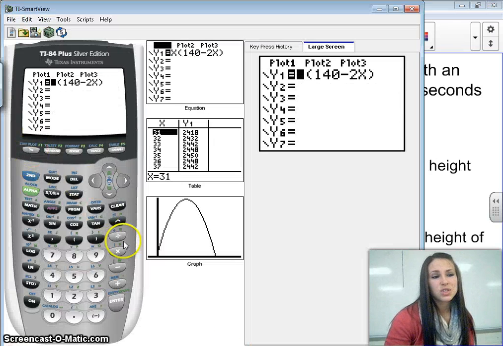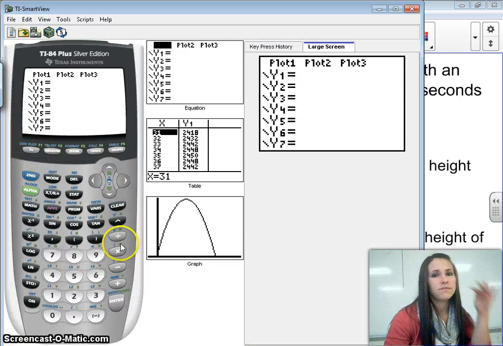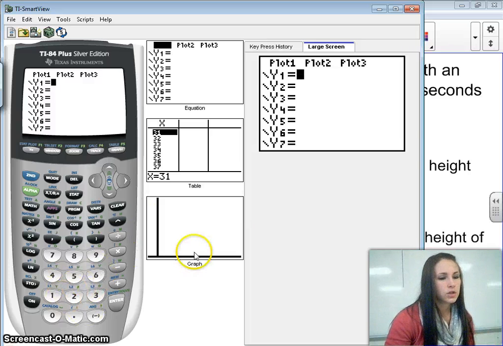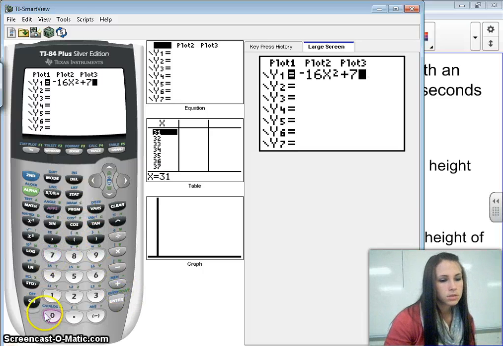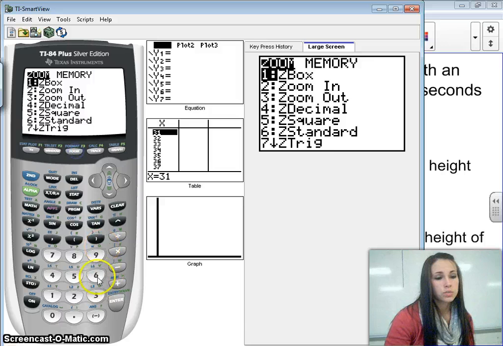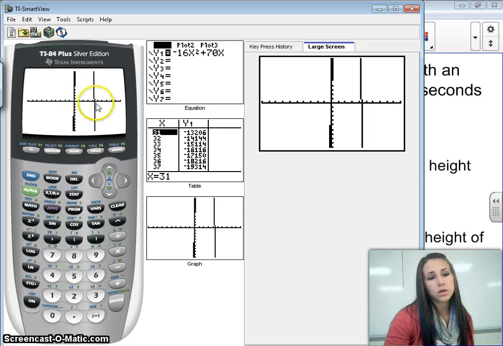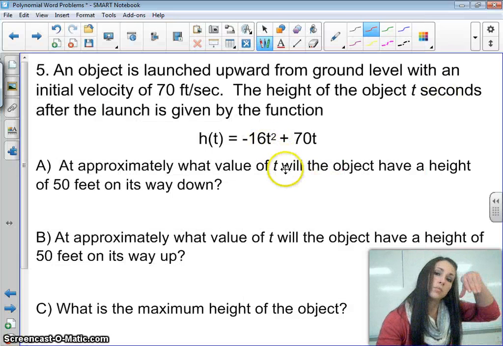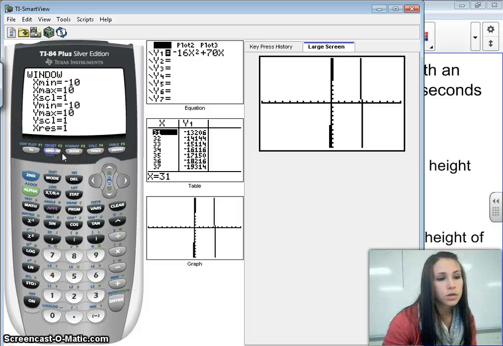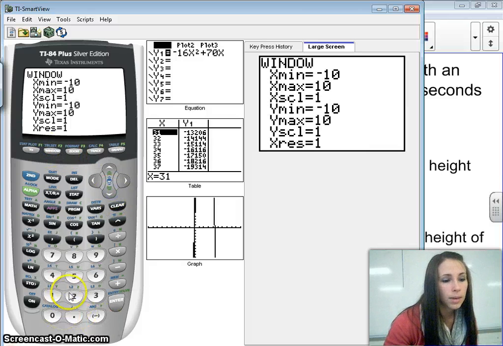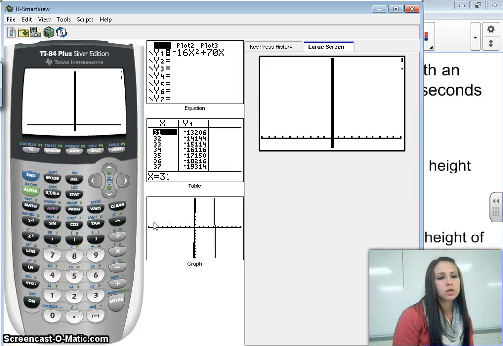Alright, so I am going to plug this in my calculator, and I'm going to show you the easiest way I think to do this so you can visually see what's happening with this function. This is negative 16. I'm just going to use x for t. And then that was plus 70t. Alright, so there we go. I'm going to zoom 6 it. Can't really see anything, but I can see where it's going to come down, and this is negative, so it's going to be like a mountain. But I'm going to change my window's Y max and make it 100, just to be safe. Alright, so then here's my graph.